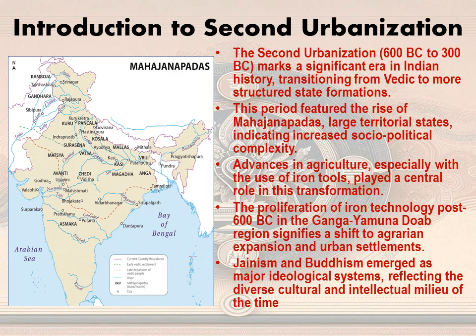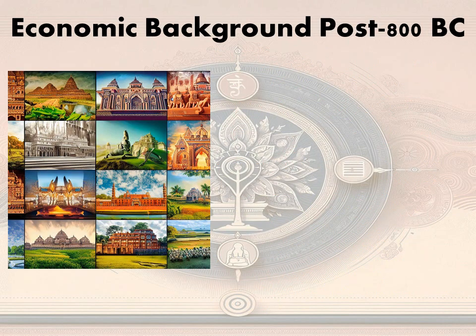Jainism and Buddhism also emerged during this period. They were major ideological systems, and thus we get a view into the diverse cultural and intellectual milieu of the time. So in this period, not only can we see the urban centers developing, but also ideological advancement in the form of the emergence of Jainism and Buddhism.